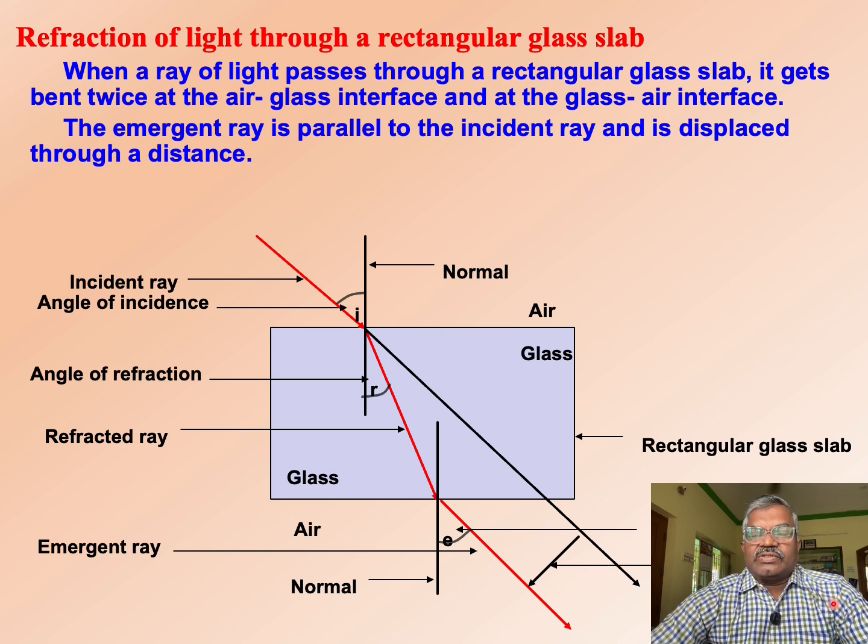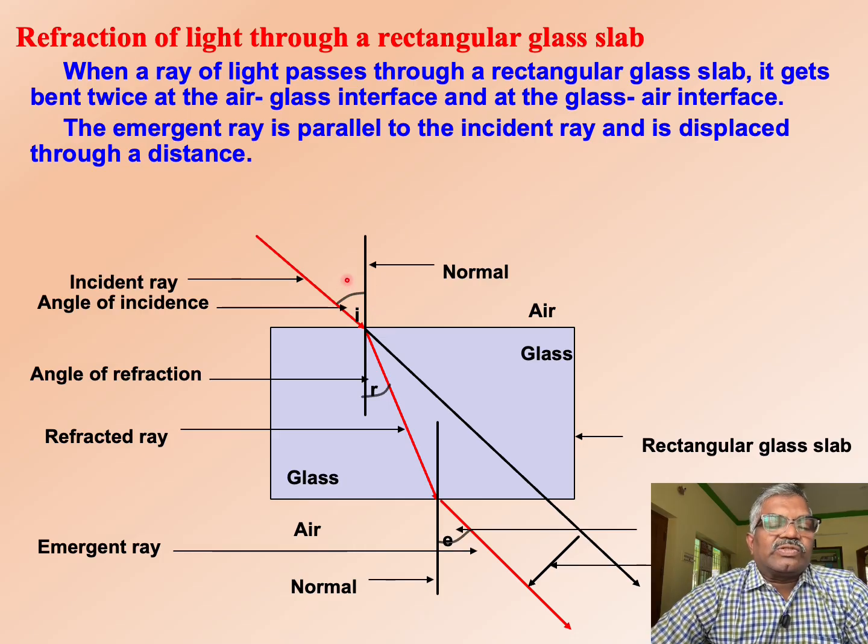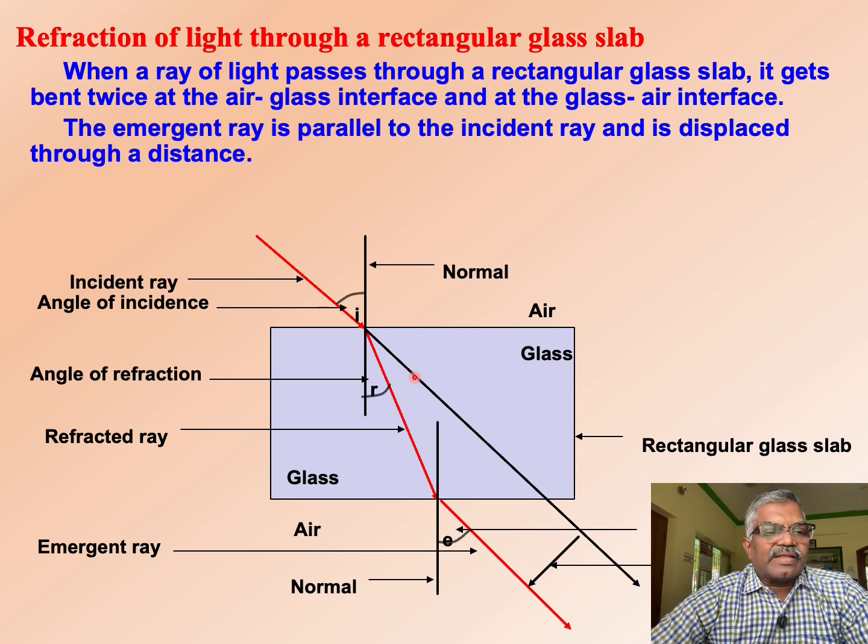So, here I will explain in detail. The first refraction I already told you, and the second refraction and the lateral displacement, I have explained. So, you must know about the angle here, angle of incidence. This is the incident ray. You can state that the angle of incidence is the angle between the normal and the incident ray. This is the angle of refraction, the angle between the normal and the refracted ray.